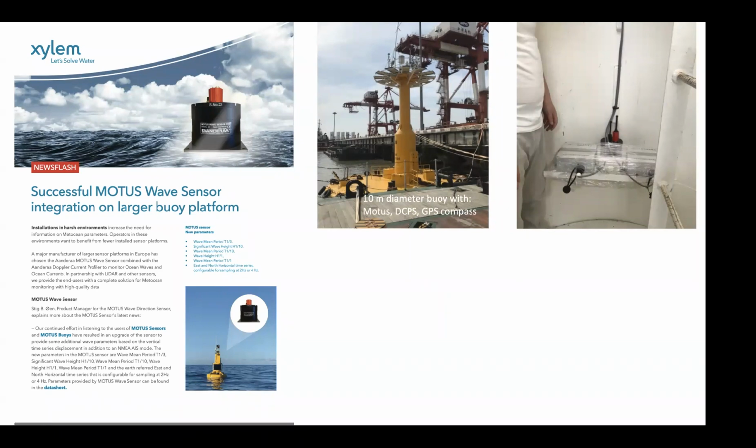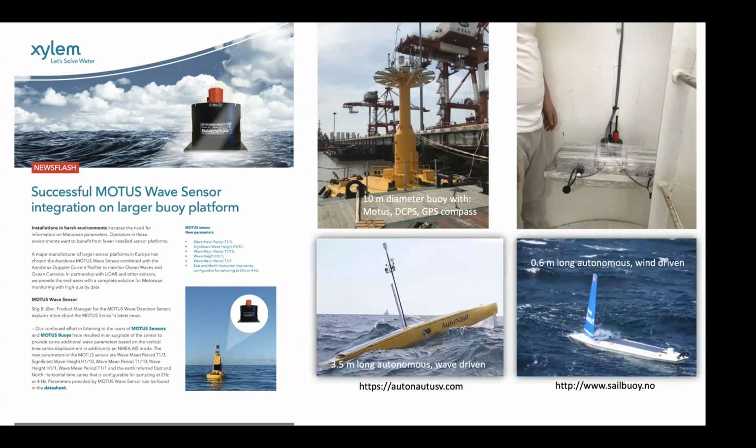Now we are delivering Motus systems also for even bigger platforms, some which are for oil, where oil tankers dock and fill oil, and they are something like 30 times 30 meters big, these platforms. And also on small platforms they are used. For example, here it's a wave-driven platform, Autonaut from the UK, where several Motus sensors have been used to measure directional waves as it's moving through the sea. And also now we are making trials on Sail Buoy, which is just 0.6 meters long, autonomous and wind-driven. We also have Doppler current sensors on these platforms, and they deliver good high-quality data.